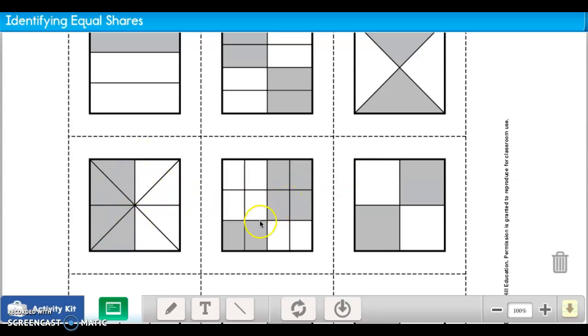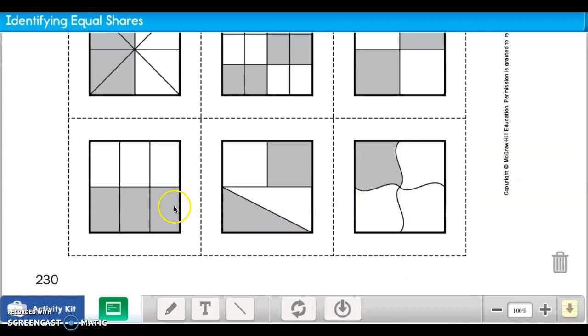How about this one? 1, 2, 3, 4, 5, 6 shaded, 6 not shaded. This is equal. How about this? This one is equal. 2 shaded, 2 not shaded. How about this one? 3 shaded, 3 not shaded. This one is equal.